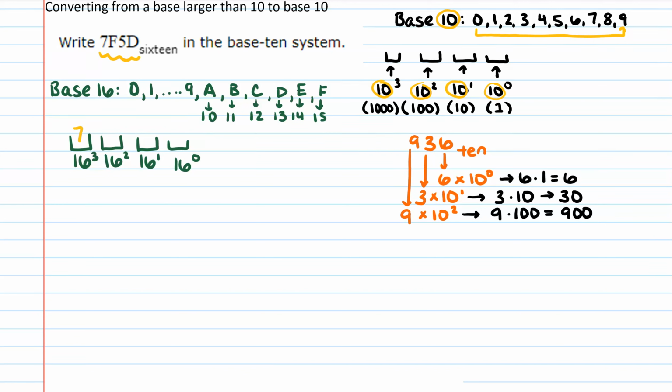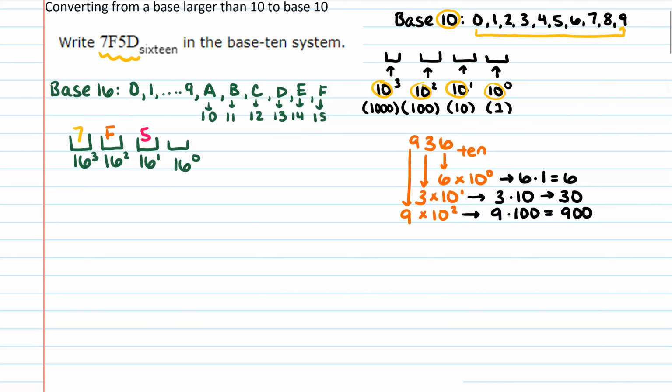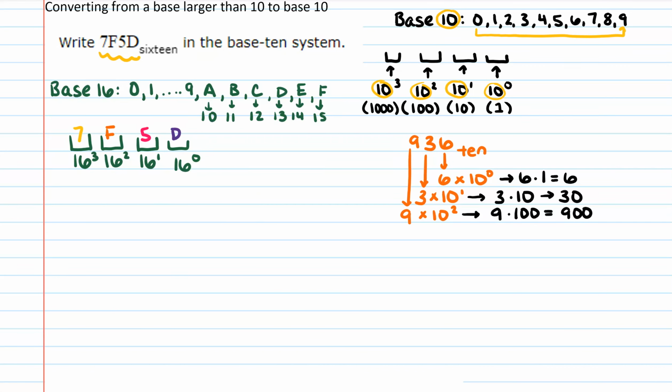So 7, and then F, and then 5, and then D. So I'm trying to get some different colors so you can watch. So D represented 13. So in this spot, this represents 13 times 16 to the 0, which is 13 times 1. Remember, anything to the 0 is 1. So that represents in base 10, the actual value 13.